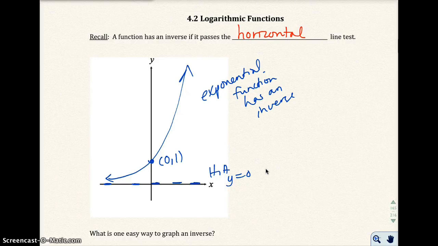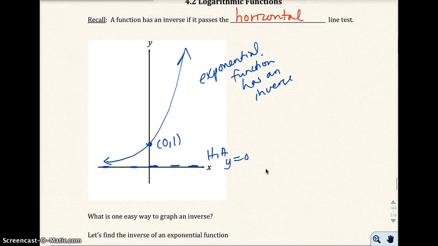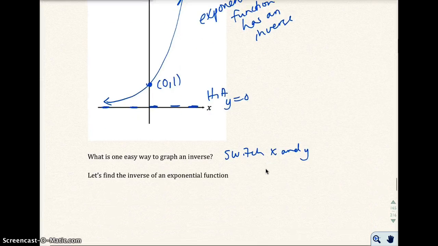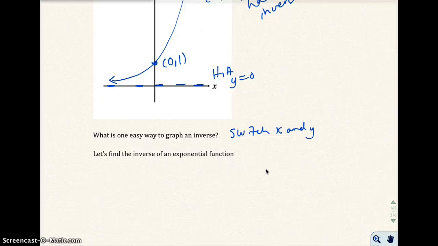Okay. So what's one easy way to graph an inverse? We go back to the last chapter. All we did was switch x and y. So that's what we did before. That's an easy way to graph an inverse. But how do you find the inverse algebraically?